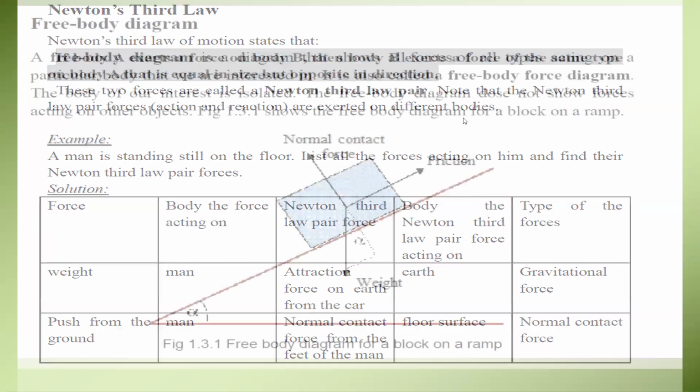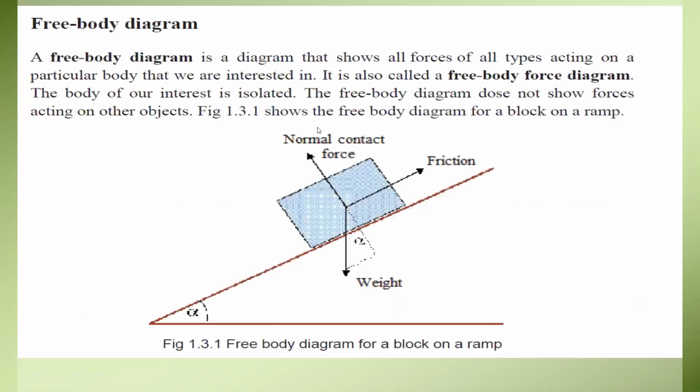Now, free body force diagram. What is a free body force diagram? The free body force diagram represents all the forces which are acting on the object. The direction of the force is represented by the arrow, and the length of an arrow shows the magnitude of the force. If you draw longer arrows, it means it has a greater magnitude.